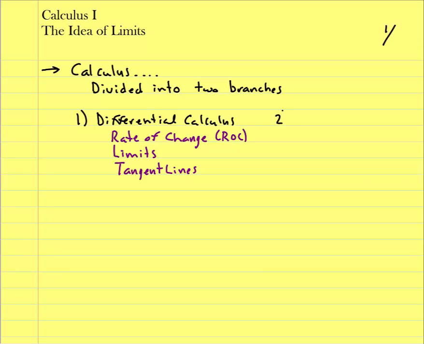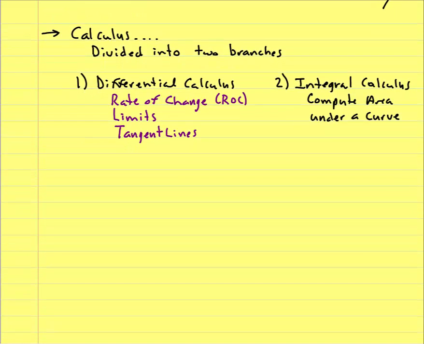Part 2 of the class, the second focus of the class, is integral calculus. Now, integral calculus is used for a lot of things, but one of our primary focuses will be computing areas under a curve. Now, we know how to compute area, let's say if we have a rectangle or a triangle or a square, but what if we don't have a nice geometric shape for which somebody's already determined the area formula for us? How would we find that area?